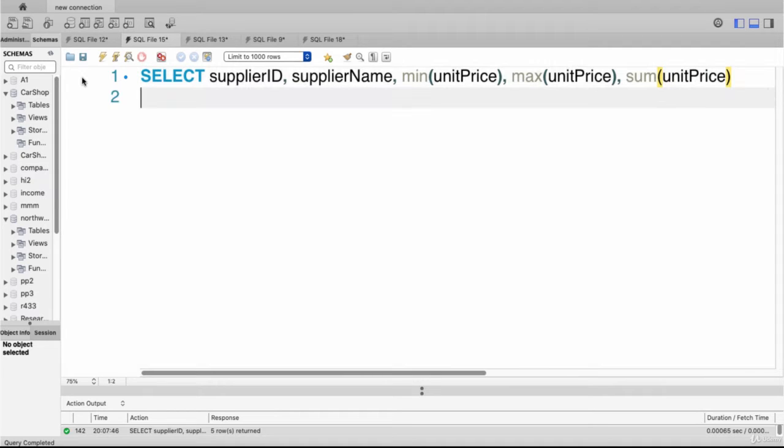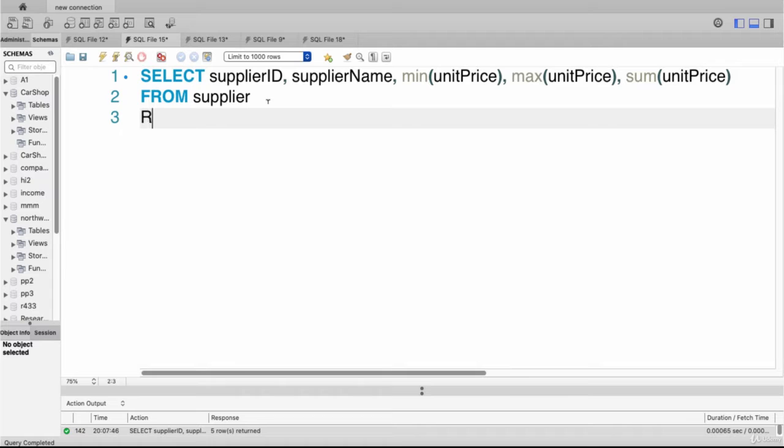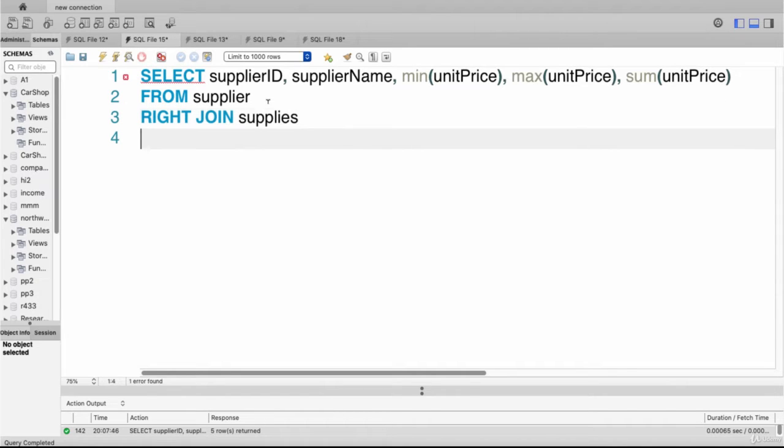Okay. Now, because this one is in the supplier table, this one is also in the supplier table. So the first thing I will do now, just say what? I will say from supplier. Okay. Then I can see that this one is suppliers, suppliers, suppliers. So I will say right join suppliers. Because that is where the prices are.